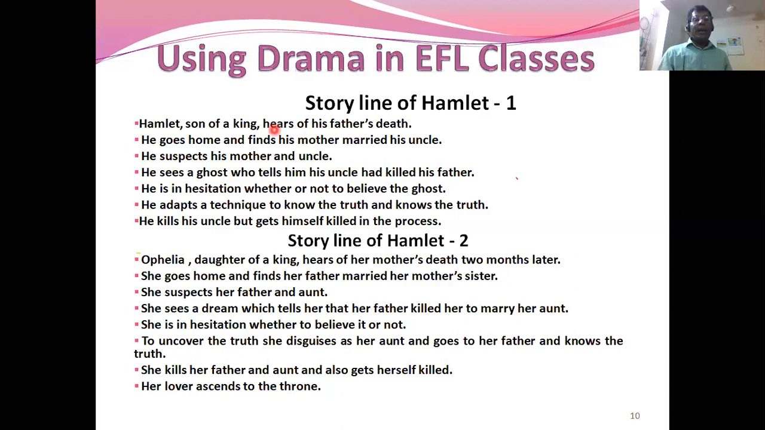Hamlet, son of a king, hears of his father's death. If you have read the story of Hamlet, or you may have heard the name of this drama, I think all educated people have heard the name of this drama, Hamlet. Hamlet, son of a king, hears of his father's death. He goes home and finds his mother has married his uncle. He suspects his mother and uncle. He sees a ghost that tells him that his uncle had killed his father.